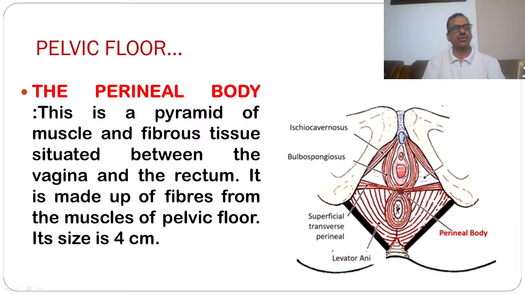So it is all about the female pelvis and its diameters. It is very important in midwifery.